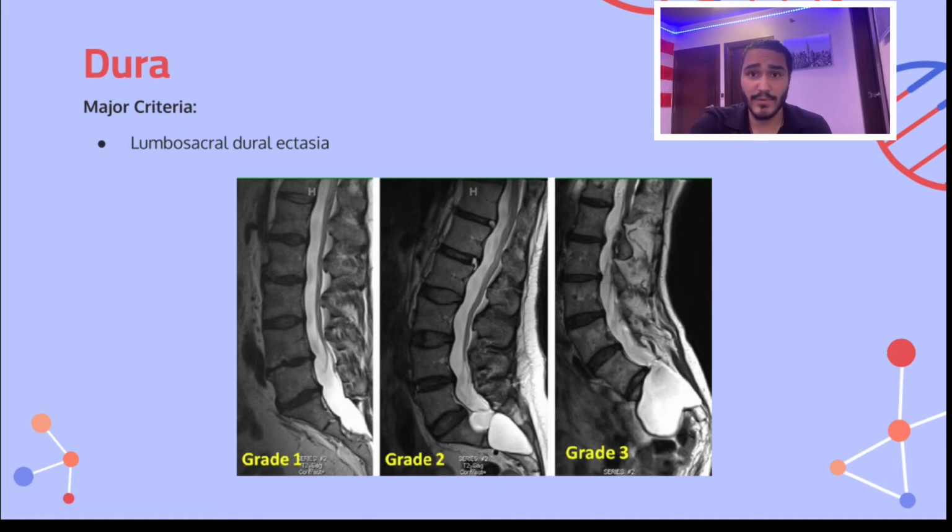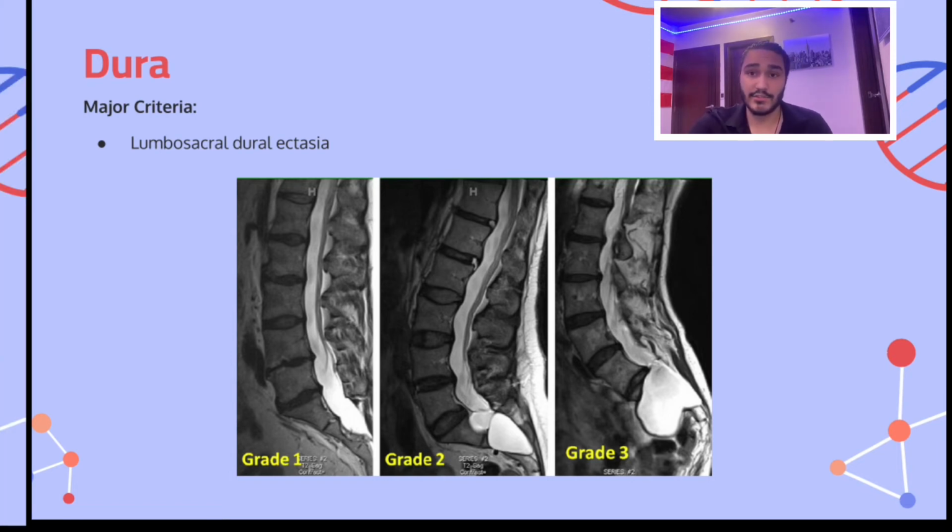Grade 2 is going to be a little bit more severe, and grade 3 is going to be bad, as we can see in those pictures. Patients with dural ectasia may present with low back pain and radicular pain in the buttocks or legs, leg weakening or urinary incontinence. And in Marfan syndrome, dural ectasia has been observed in 60 to 90% of the patients. Okay, the dilation of the dural sac is almost always in the lumbar region.